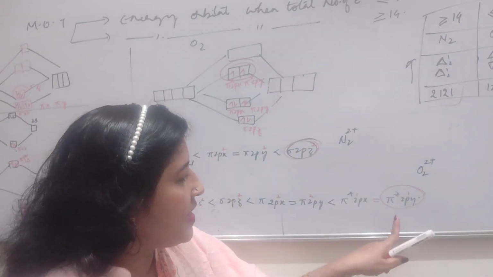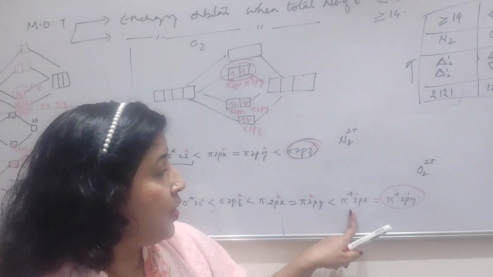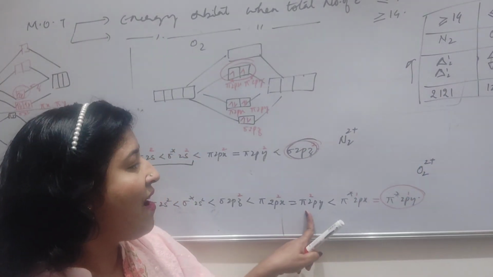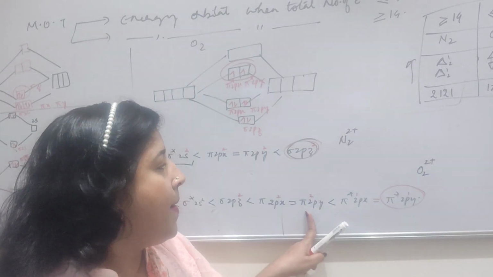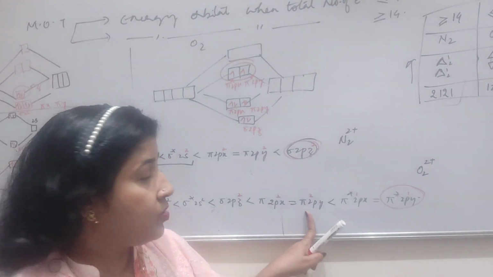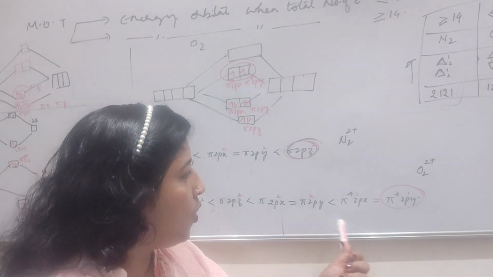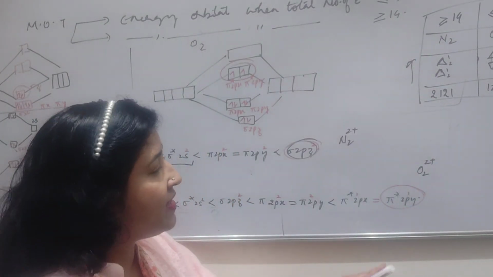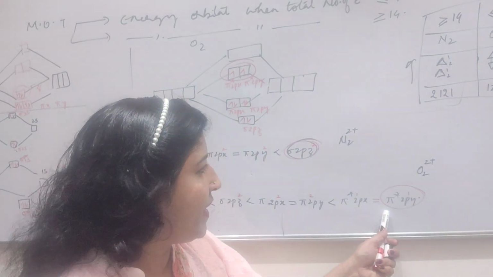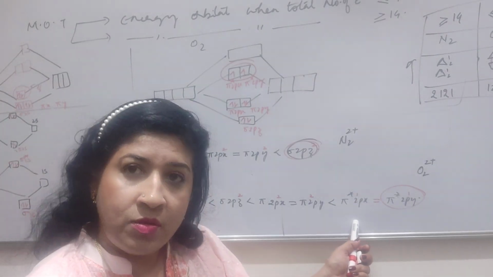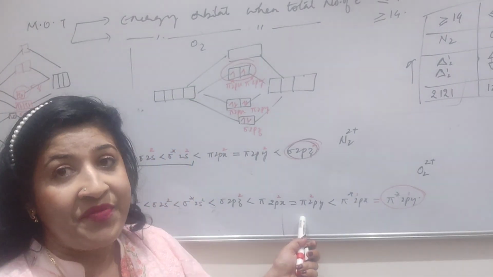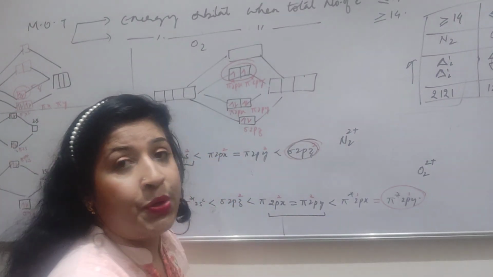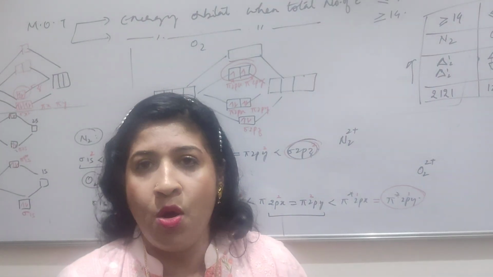If it is O2 plus, then 1 electron will be entering into pi star 2px. But if it is O2 2 plus, that means the last electron is entering into pi 2py, sorry. So if it is O2 molecule, then the last electron is entering into the antibonding molecular orbital. If it is O2 plus, then also antibonding molecular orbital. But if it is O2 2 plus, then the last electron is entering into the bonding molecular orbital.